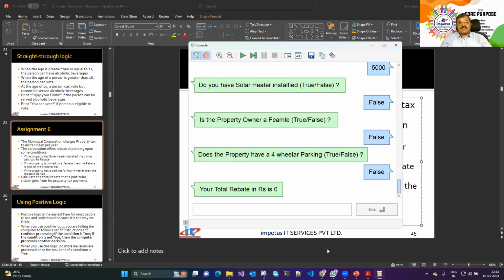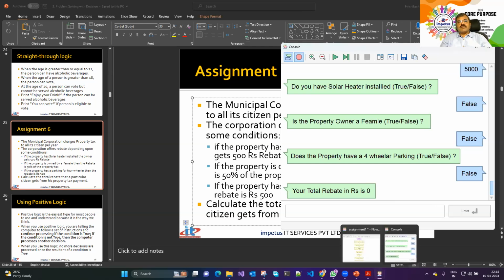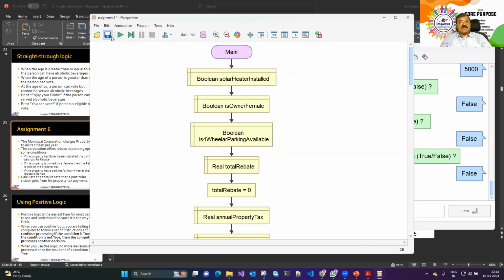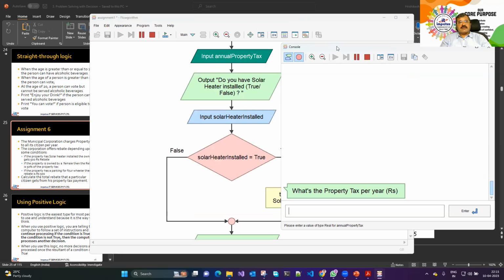That was the first thing that we got. Now let's take another scenario where he is supposed to get the rebates. Let's see the scenarios then. What happens?